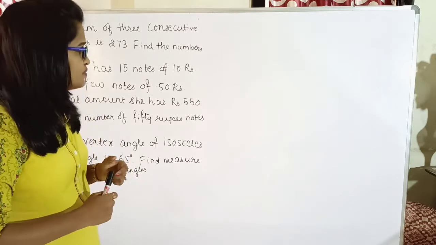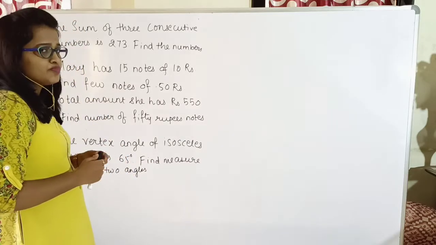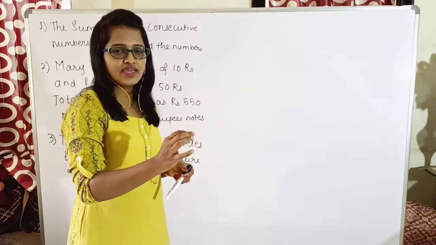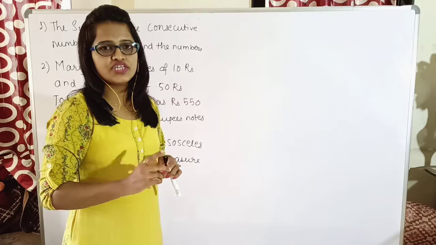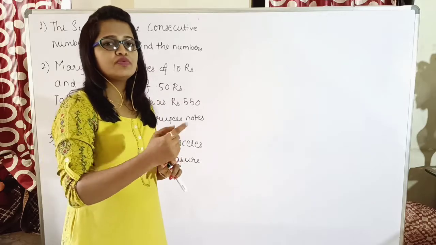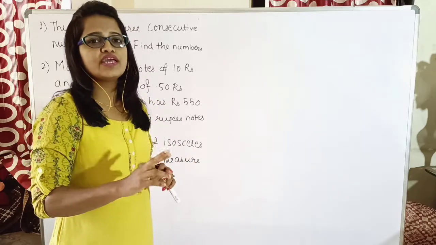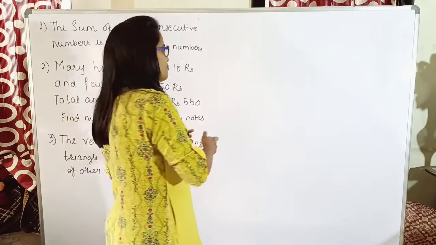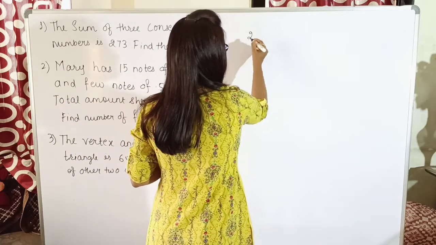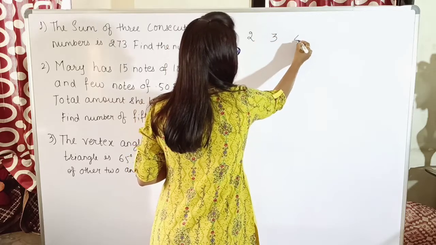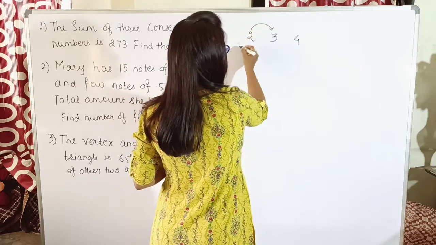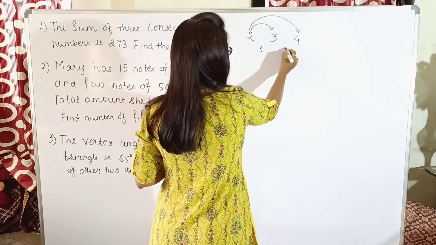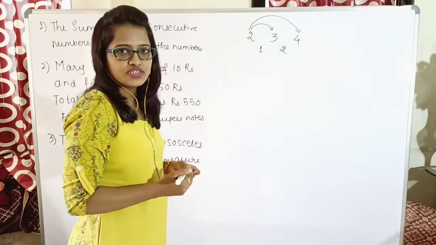What does it mean? It means if I suppose the lowest number or the smallest number as x, what will be my next number? It will be x plus 1. What will be my further number? It will be x plus 2. Why 2? Because if you are comparing it with, suppose I am taking 2, 3 and 4, this 3 is greater than 2 by 1, but this 4 is greater than 2 by what? It is greater than 2 by 2, isn't it?